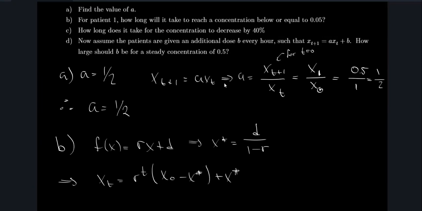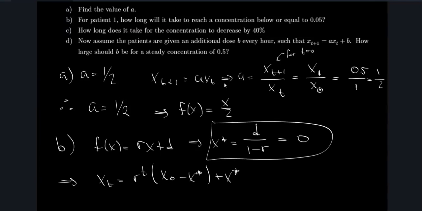In this case, what's x star? Well, our model is just a times x of t. The d over here is 0, because I can write the model as a times x of t plus 0, since we've got nothing else. So x star, the equilibrium, is just 0. Our updating function is ax, and a is 50%, it's half, so our updating function is x over 2. What's the value of d here? It's 0, so that's why our equilibrium is 0.